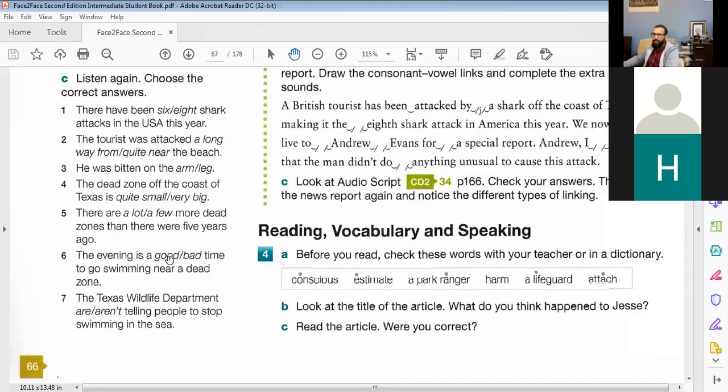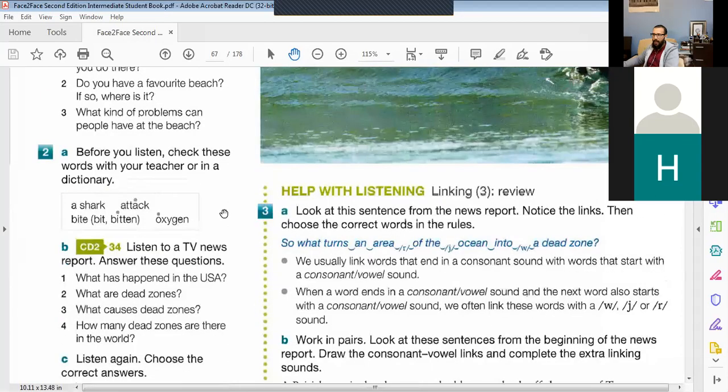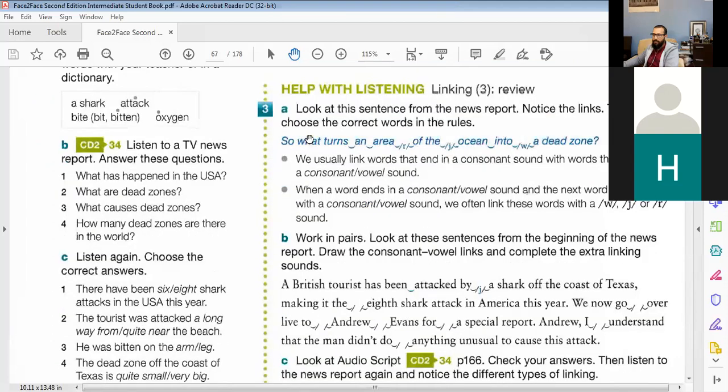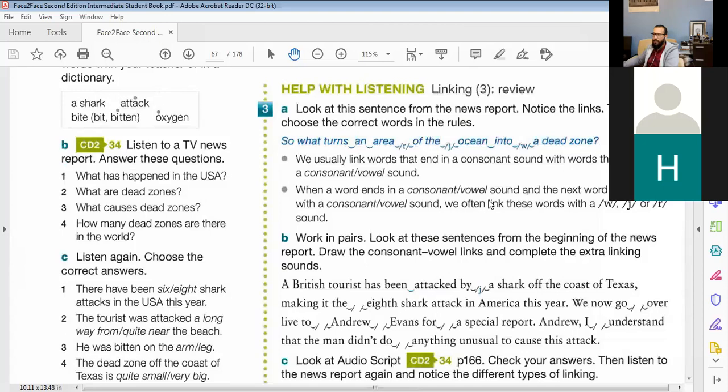Okay. So all the answers are correct. That's great. We can skip this, but they just want you to pay attention to linking. We've talked a lot about linking in the past. So I'm just going to show you different types of linking. One of them is, of course, the consonant vowel linking. We talked about this many, many times. But there's another interesting link.